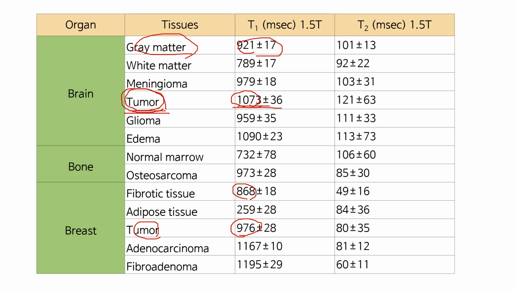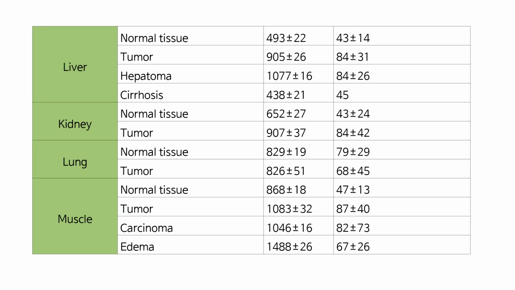T2 relaxation time, let's see, slightly different. This is normal tissue and tumor tissue. So the protons in tumor tissue have a longer T2 relaxation time than those in the normal tissue. We have the same behavior in the T1 and T2 relaxation times. In the liver, you can see also tumor tissue has longer T1 and T2 relaxation times.